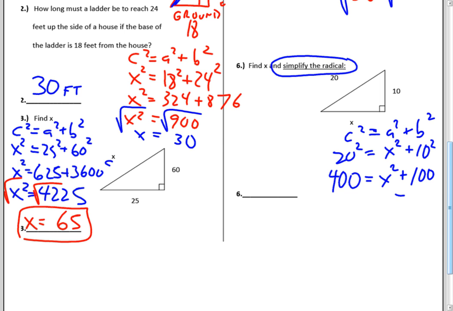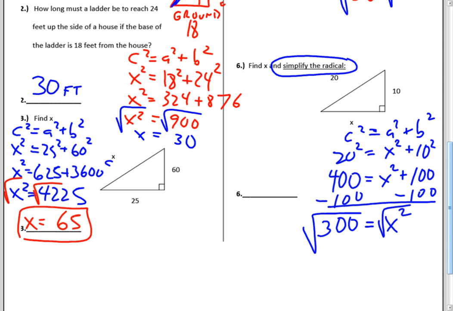400. Little subtraction. A lot of you got to this point. How many people had 300 at least? Yeah. Most of you did. Square roots. If you wrote radical 300, you probably got half credit. We got to break that up.